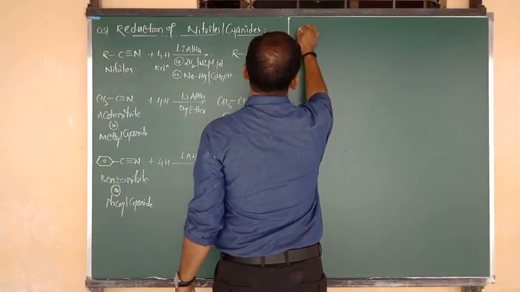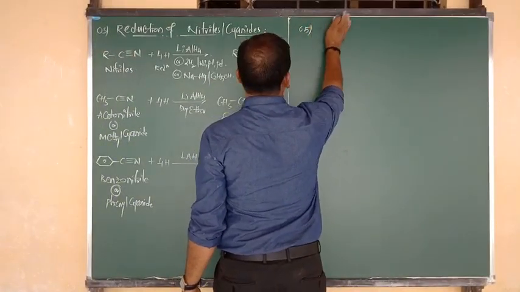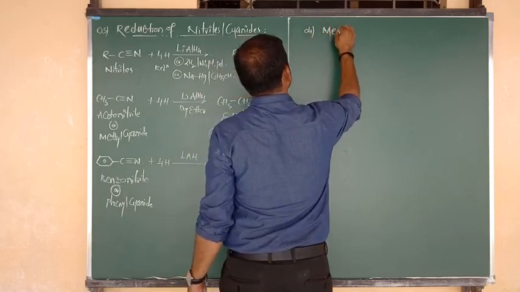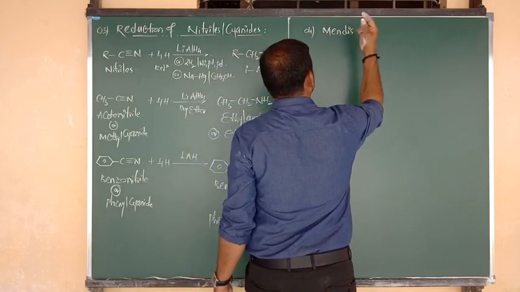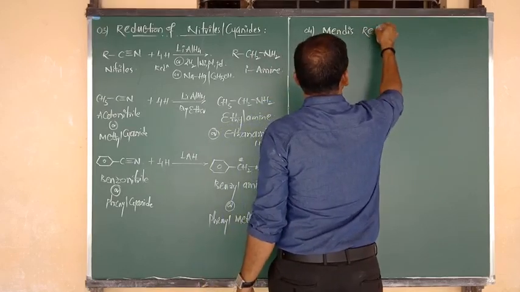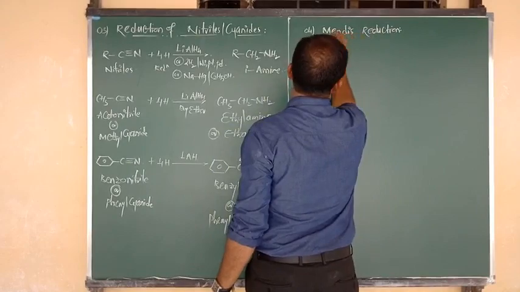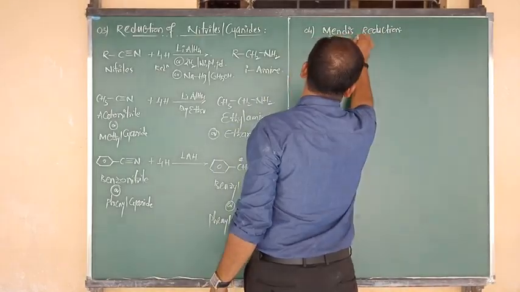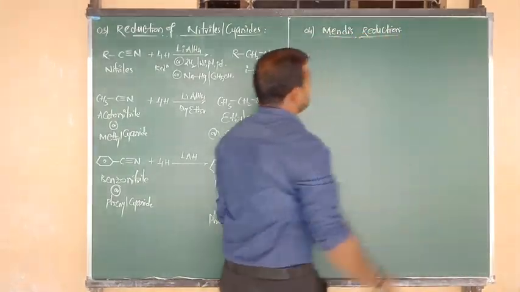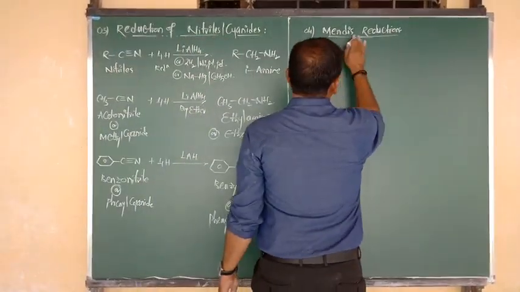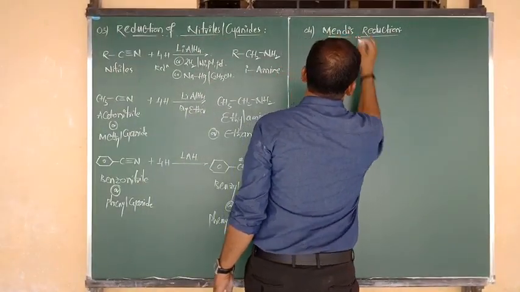Let me consider method number 4. It is also a very important reaction. It is known as Mendius reduction. What we can say, beta? Mendius reduction. Now we have to know what is meant by Mendius reduction. Clear? Yes. So directly I am going to show the reaction.